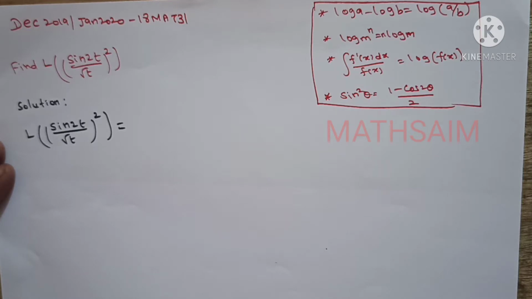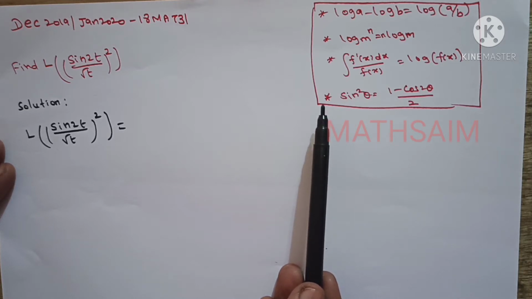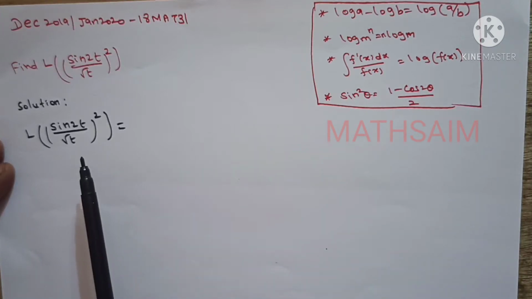Now I'm going to solve this problem. Find L of (sine 2t by square root of t) the whole square. To solve this problem, I'm going to use all these notes, all these properties and identities, okay? I have given this for your reference. Let's solve this problem now.